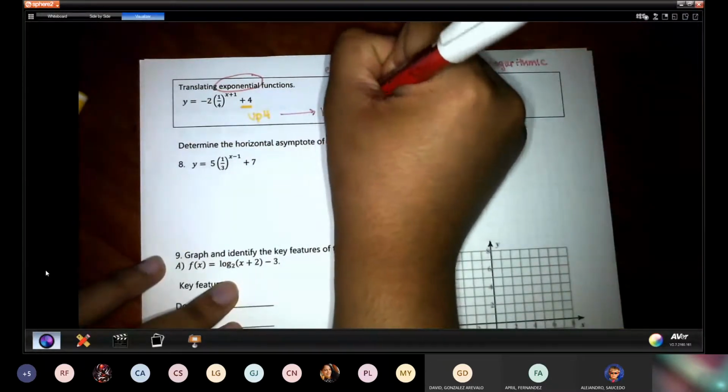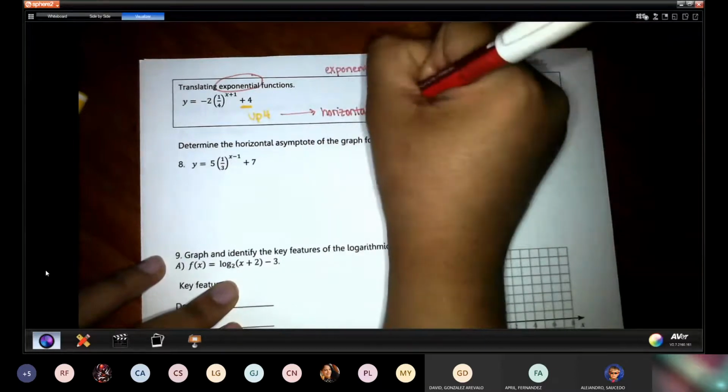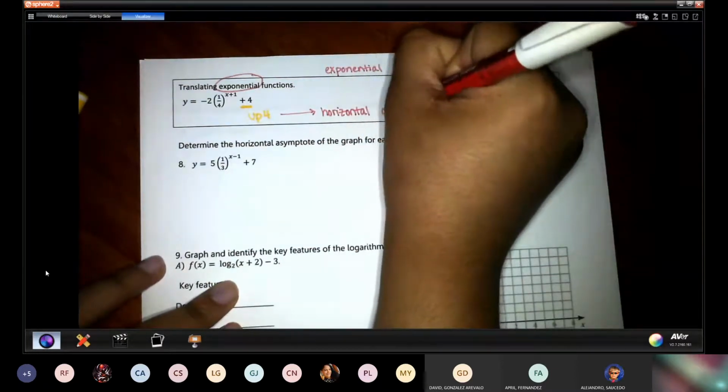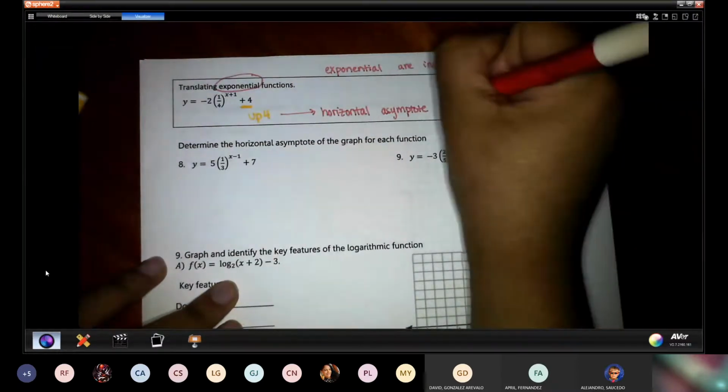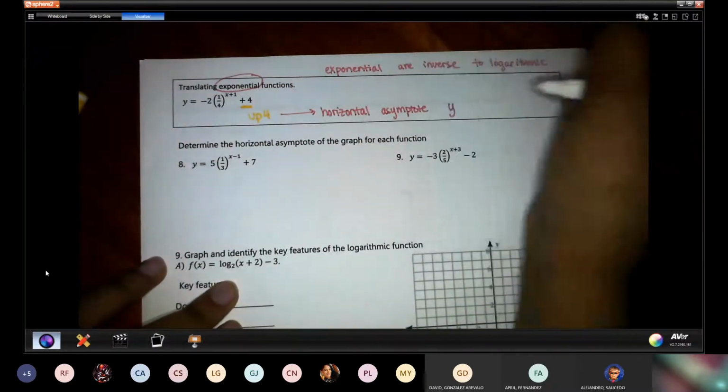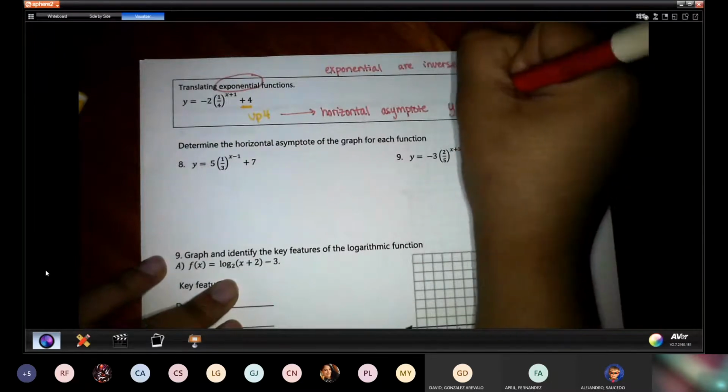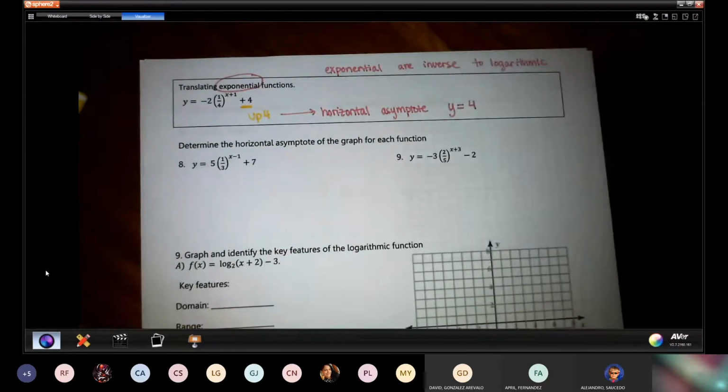In a horizontal asymptote, right? Remember, asymptotes are lines that the graph approaches but never touches. And it's going to be y equals what? Y equals 4. Make sense?